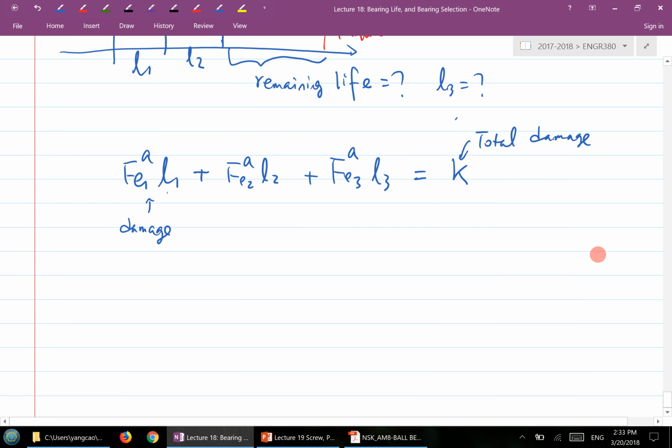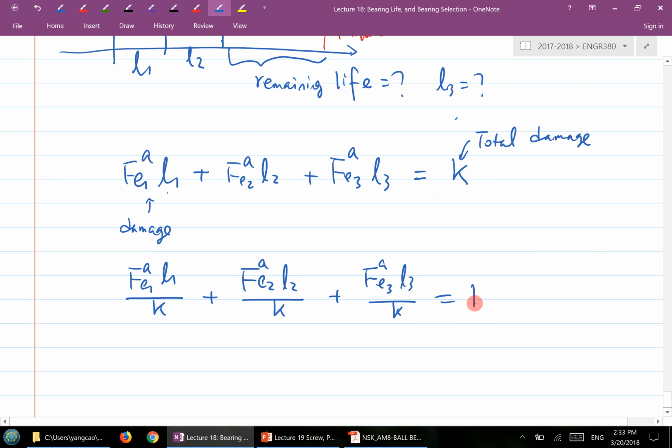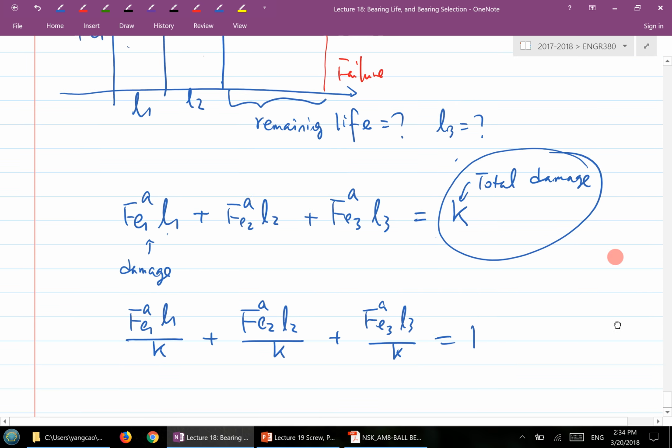Now I'm going to divide by K on both sides, so we get K here. We divide the K for both sides, so we get this equation. Now, the key is the concept of total damage. This is total damage.